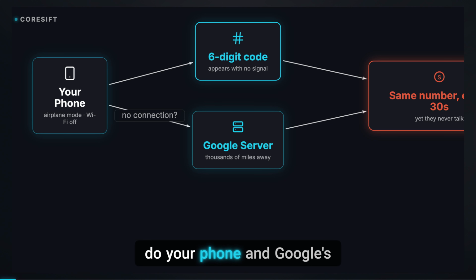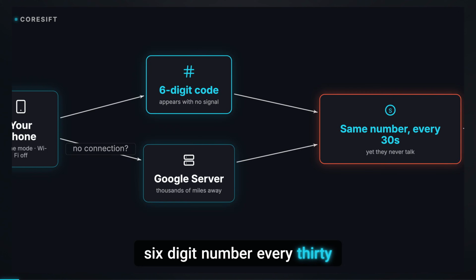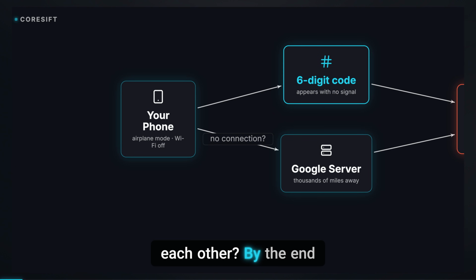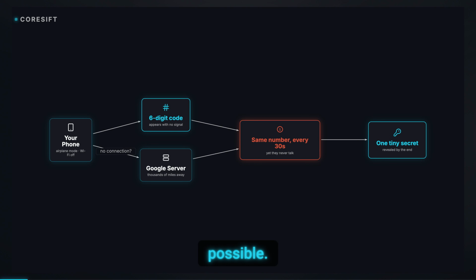So how do your phone and Google's server agree on the same 6-digit number every 30 seconds without ever talking to each other? By the end of this video, you will see exactly how this trick works and the one tiny secret that makes it all possible.